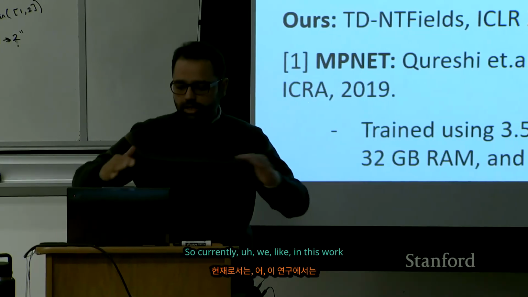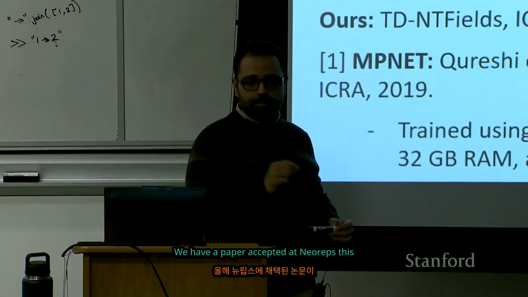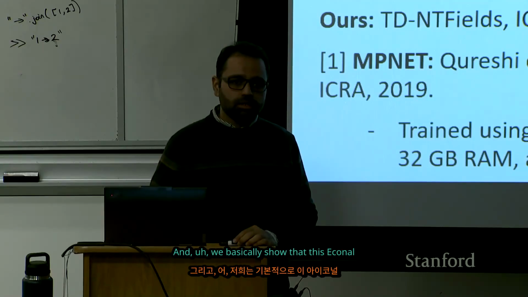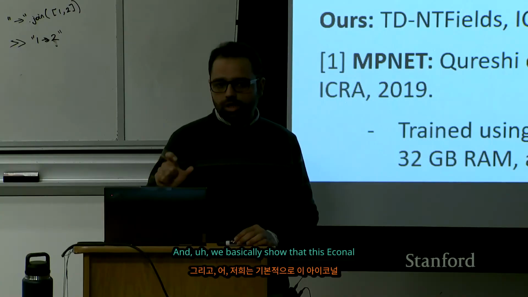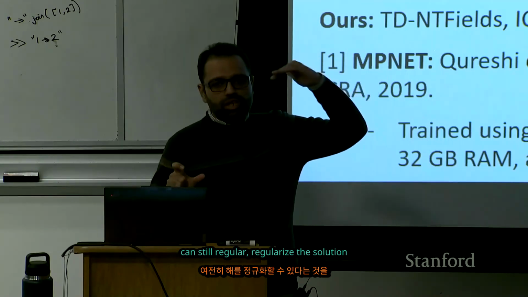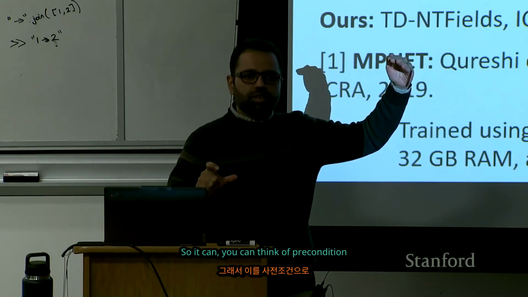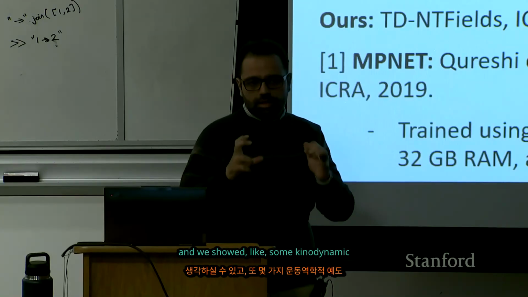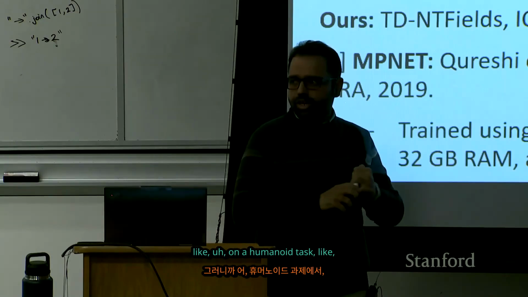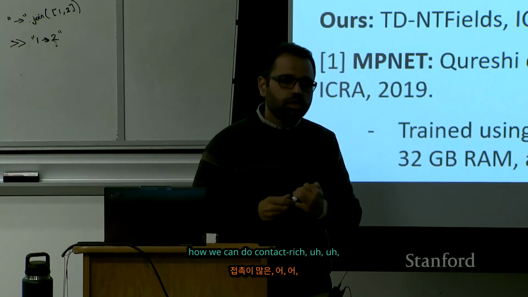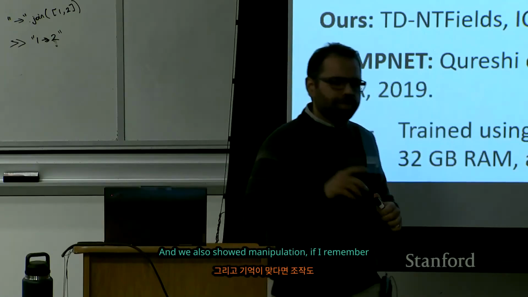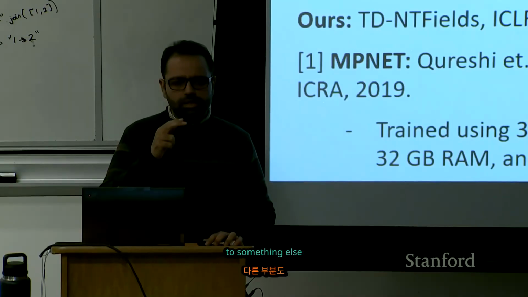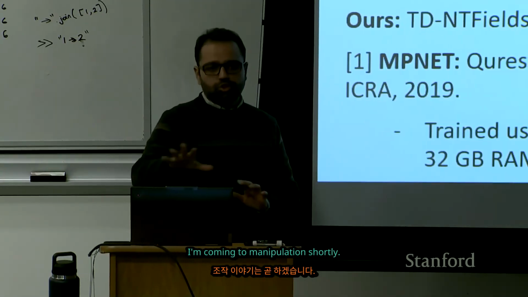So currently, in this work, we consider kinematics. We have a paper accepted at NeurIPS this year where we solve the kinodynamic problem with these eikonal PDEs. We basically show that these eikonal PDEs can still regularize the solution to the HJB PDE. So you can think of it as a preconditioner or warm start to some HJB PDE solver, and we showed kinodynamic results on a humanoid task, like how we can do contact-rich locomotion, and we also showed manipulation, if I remember correctly. And Sanket, you pointed out something else as well, manipulation. I'm coming to manipulation shortly.